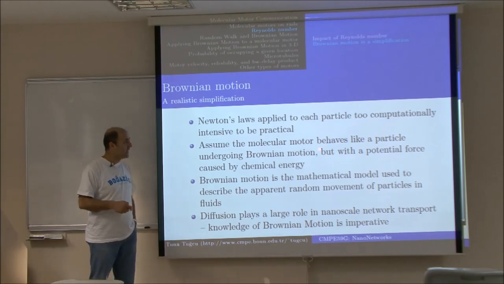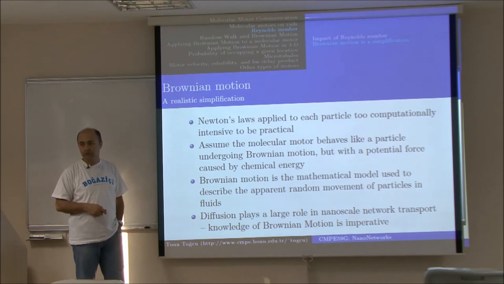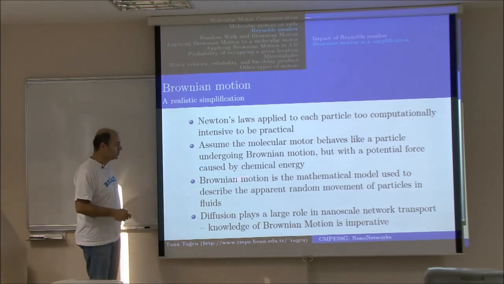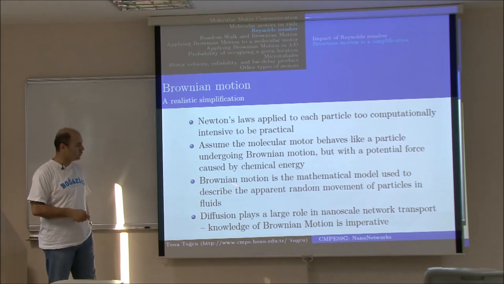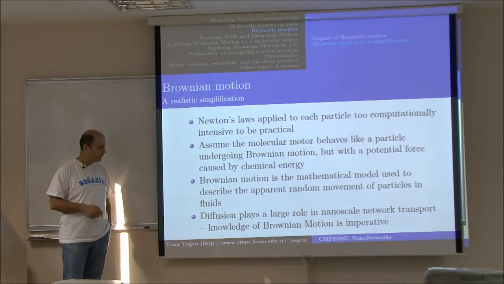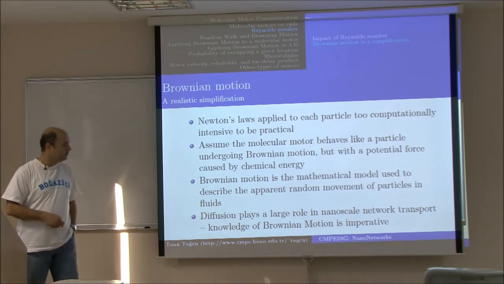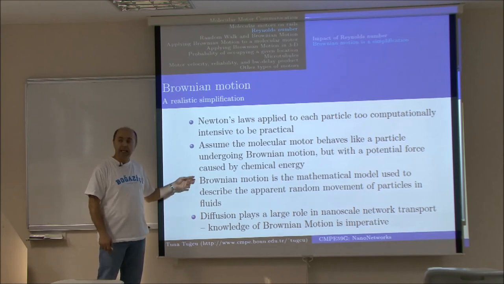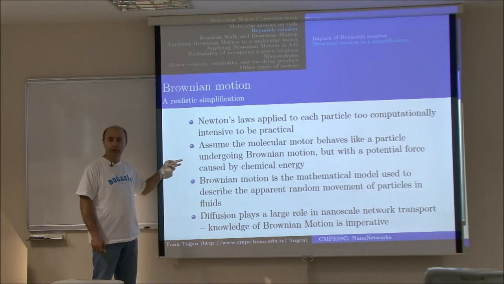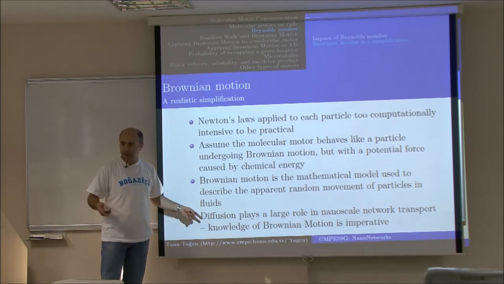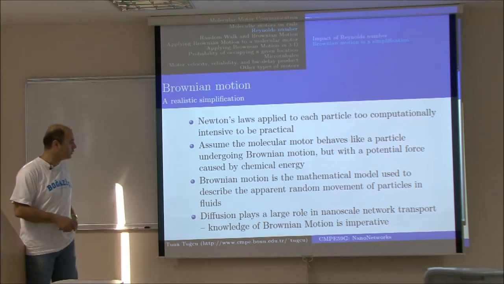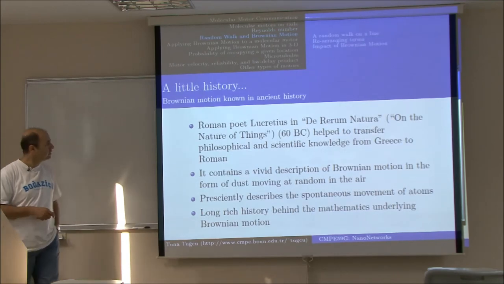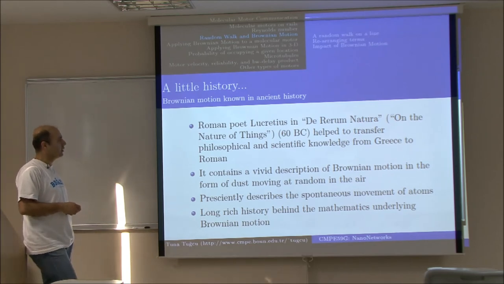So the molecular motor behaves like a particle undergoing Brownian motion, but with a potential force that is the result of some chemical energy. The Brownian motion is therefore a mathematical model used to describe the random movement of particles in fluids and also in gases. Diffusion plays a large role in nanoscale network transport. So we're going to use Brownian motion not only for molecular motors, but also for communication via diffusion in the following chapter. So the knowledge of Brownian motion is imperative. We'll briefly talk about it, starting with a short historical note.